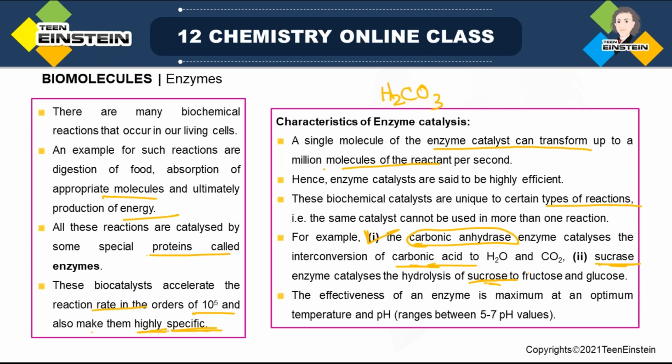The effectiveness of an enzyme is maximum not at just any temperature; there is an optimum temperature, and also an optimum pH level, and mostly when it is inside the body, this range is from 5 to 7. So it is not very acidic, it is not very basic, it is more or less neutral pH.